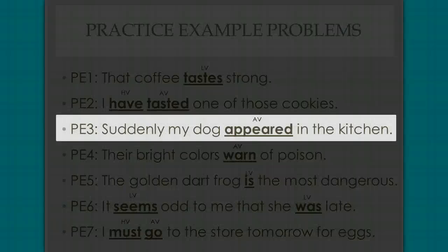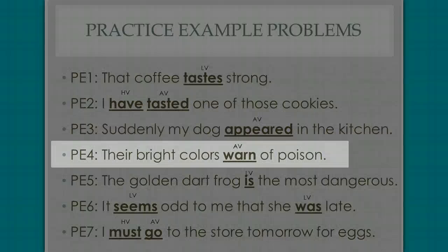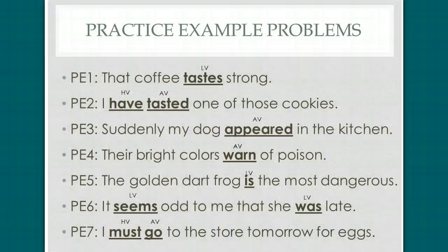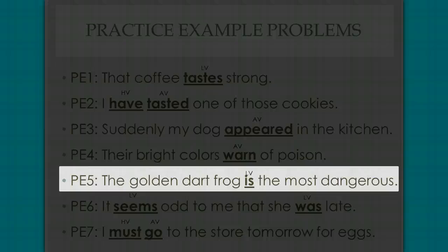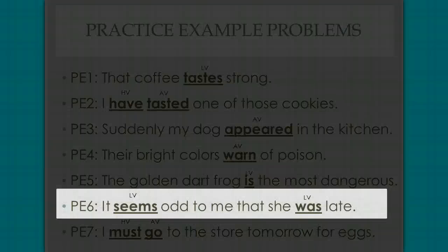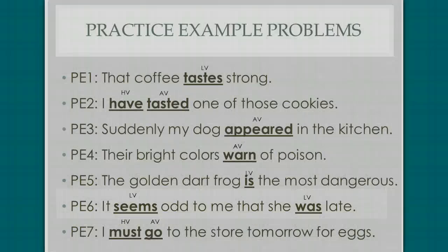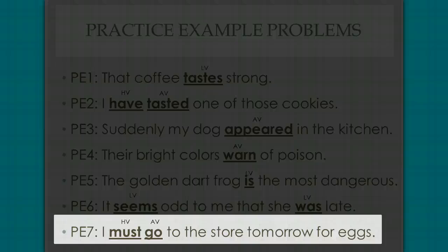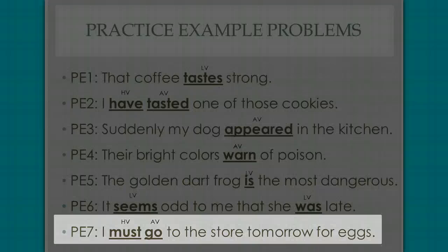The verb appeared should have been labeled as an action verb in the 3rd practice example. The verb warn should have been labeled as an action verb in the 4th practice example. In practice example number 5, the verb is should have been underlined and labeled as a linking verb. In practice example number 6, 2 verbs should have been underlined. Seems and was are both linking verbs as well and should have been labeled as such. In the final practice example, the helping verb must assist the action verb go.